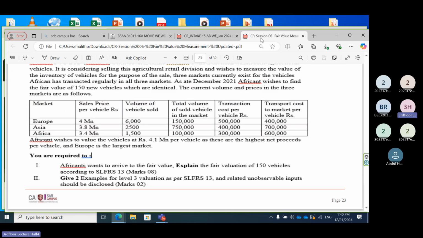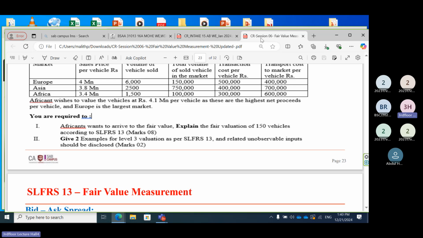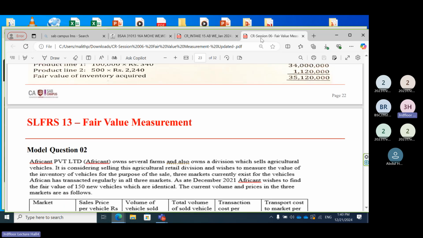So I wanted to add some questions to the slide deck. I uploaded it to the LMS as an updated slide, right? So these two questions will be there in the slide deck.